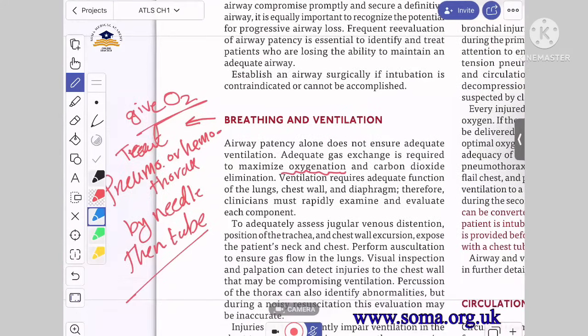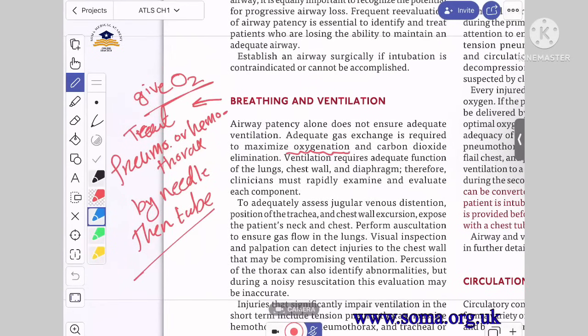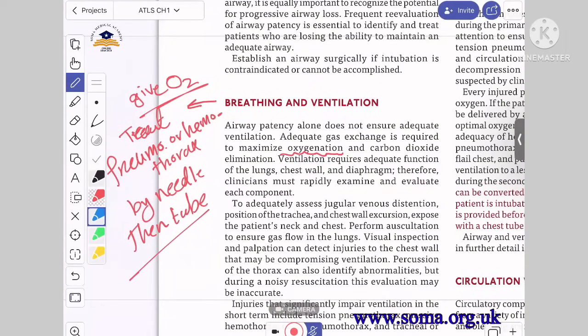Now, second thing, breathing and ventilation. In breathing and ventilation, the idea is to detect any chest problem and any oxygenation problem, and to deliver oxygen and to treat those conditions. Our aim is to give oxygen and to treat pneumo or hemothorax. By what? By needle thoracotomy, and then we can put a chest tube.